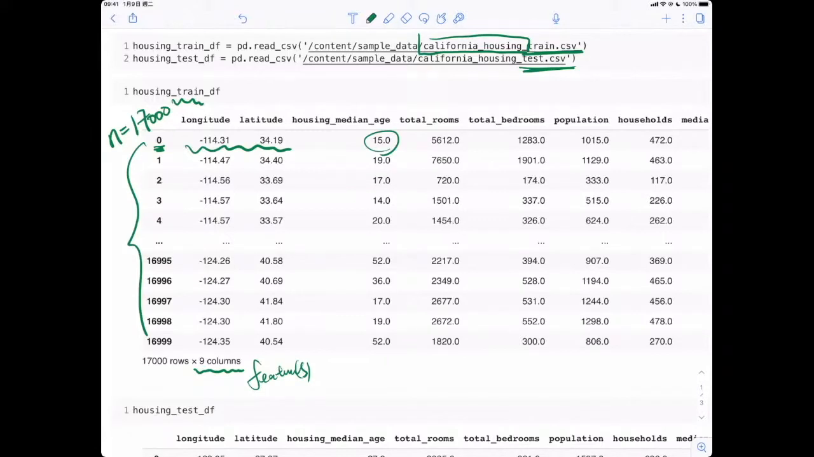5,612 rooms, but it should be divided by this value because in this small area there are 472 households. So in this small area, 472 houses, in total, 5,612 rooms. Okay, so that is the data.